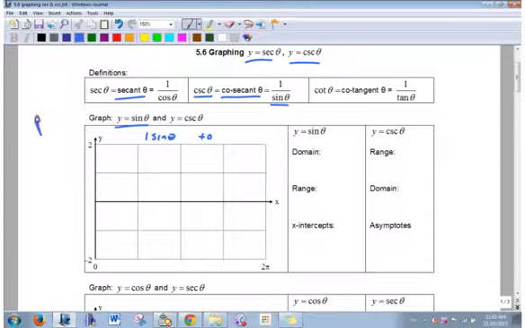So, period, remember this formula? Is 2 pi over b. What's b here? Yeah, so the period is 2 pi over 1, which is just 2 pi. Okay? And then what's the phase shift?